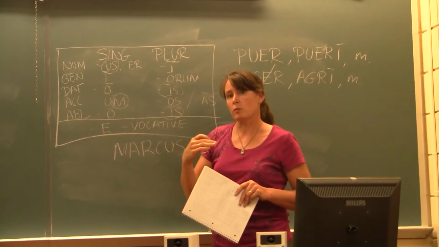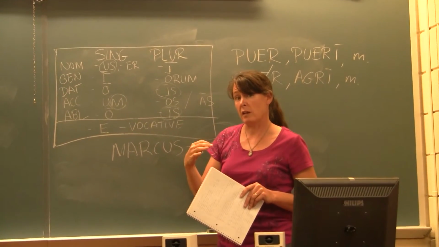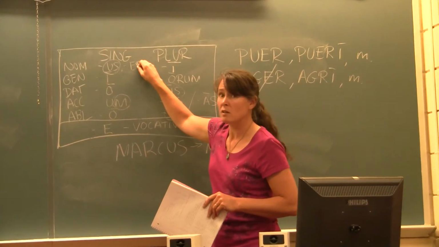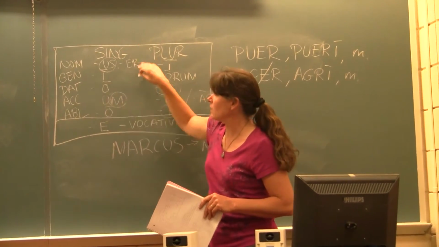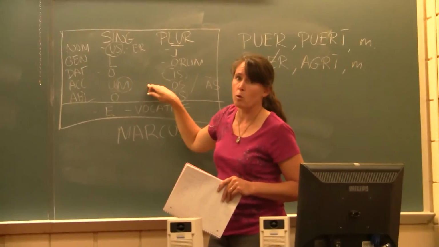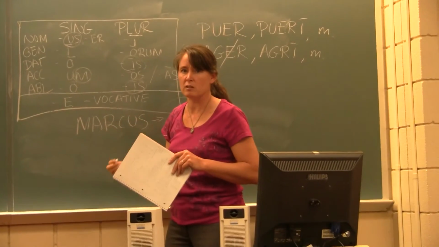So you just have to be aware that when you're declining a masculine noun in the second declension that ends in ER in the nominative, like this, you might be dropping the E out when you add the other endings. Okay. So we'll practice some declensions just so you can kind of see that difference.